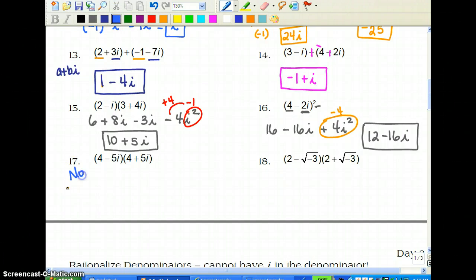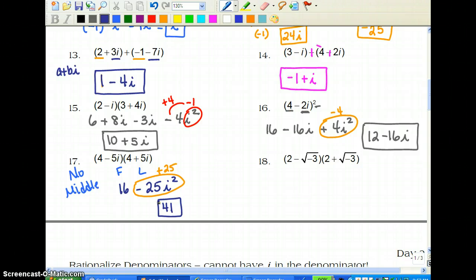Number 17 is a no middle. We should recognize that. So we just need to do first and last. 16 minus 25i squared. Negative 25i squared becomes positive 25 because that's negative 1. 16 plus 25 is 41. So you can see that no middle problems get rid of the i, which of course we're going to use when we use conjugates. And now they'll mix radicals and imaginary numbers together.